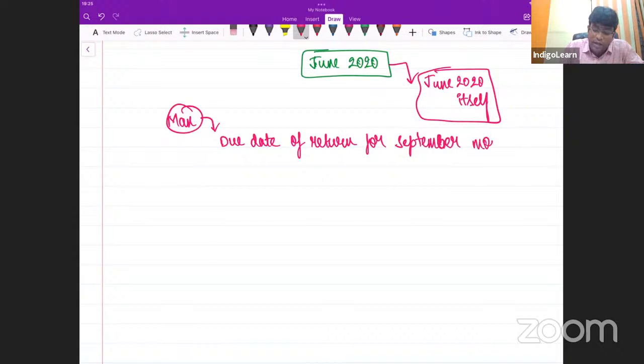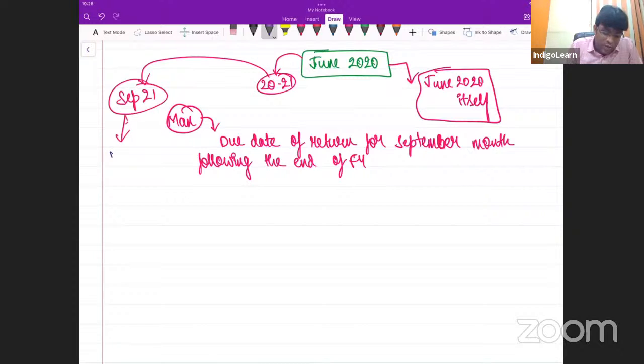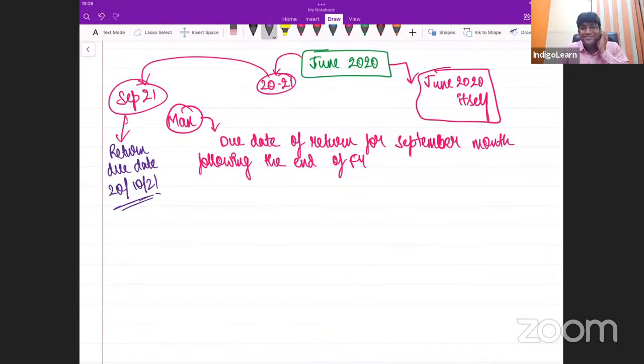Due date of return for which month, sir? September month, following the end of financial year. Following the end of what? Financial year. So for example, if it is June 20, it is financial year 2021. So from there, September will be September 21. And for September 21, the return due date is 20th October 2021.